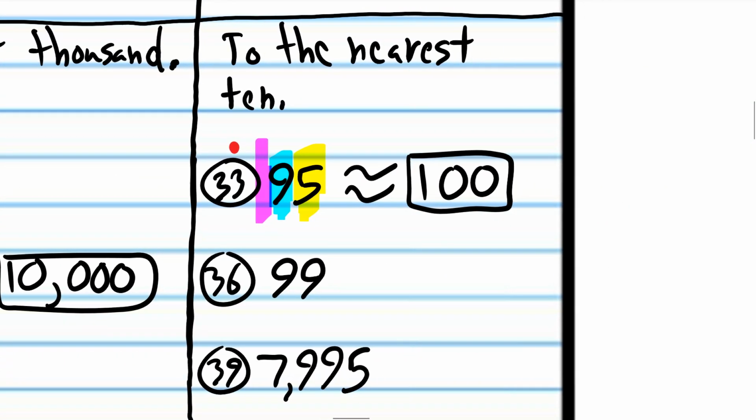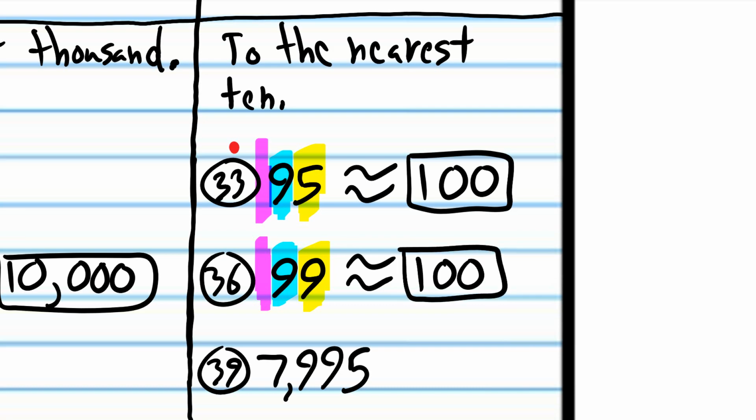Try number 36, and when you come back, we'll do it together. All right, we're back. 10's place. 9 tells us to round up, but we can't make the blue number go up anymore, so we have to make the purple number go up. So the purple number is considered to be 0, so it goes up by 1, so it becomes 100. So if you got 100, good job.